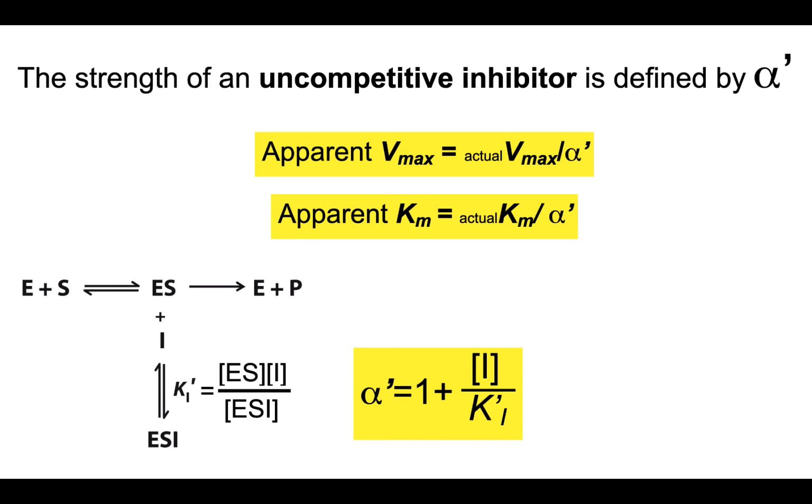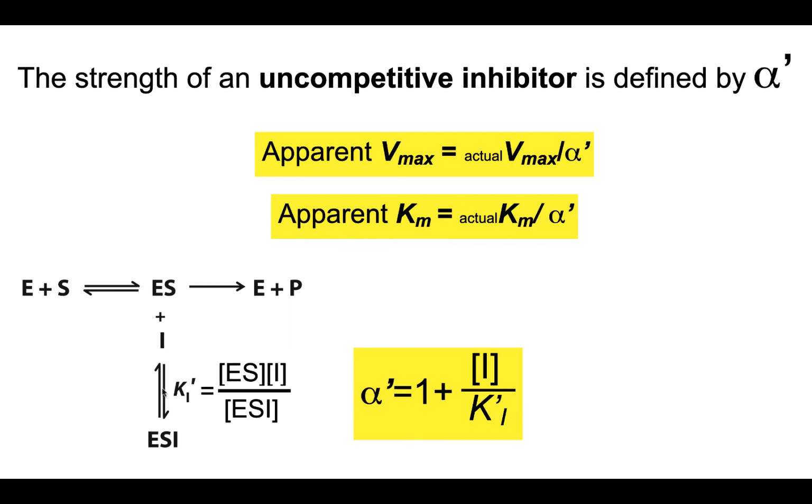So what defines the strength of an uncompetitive inhibitor? That is another alpha called alpha prime. The apparent Vmax is going to be equal to the actual Vmax divided by alpha prime. The apparent Km is going to be equal to the actual Km divided by alpha prime. What is alpha prime? Well, it's very similar to alpha. It's going to be 1 plus the concentration of the inhibitor divided by K prime I.